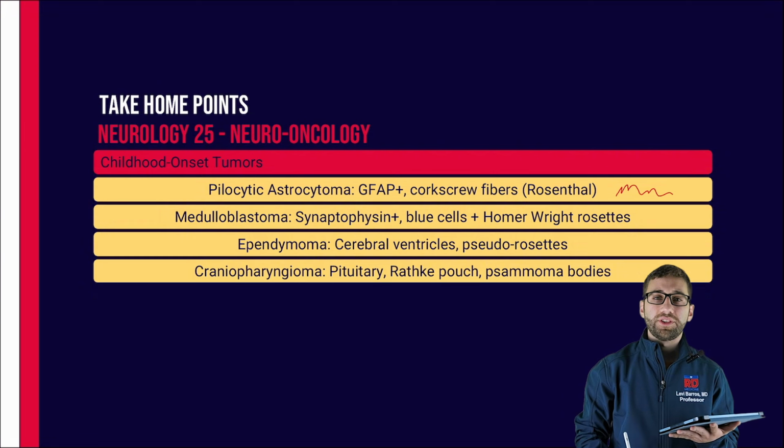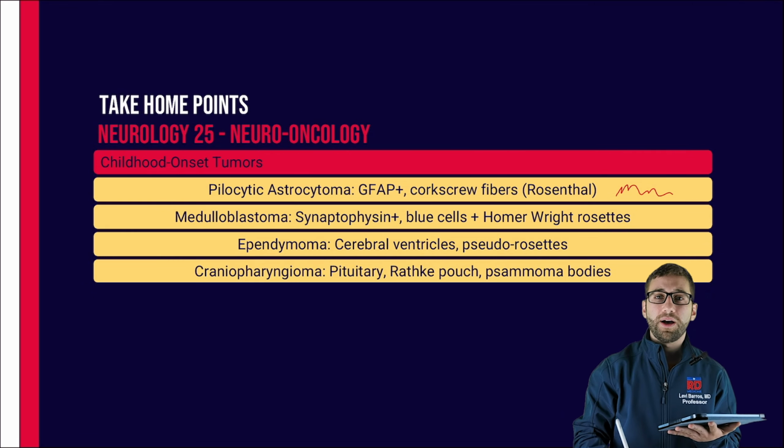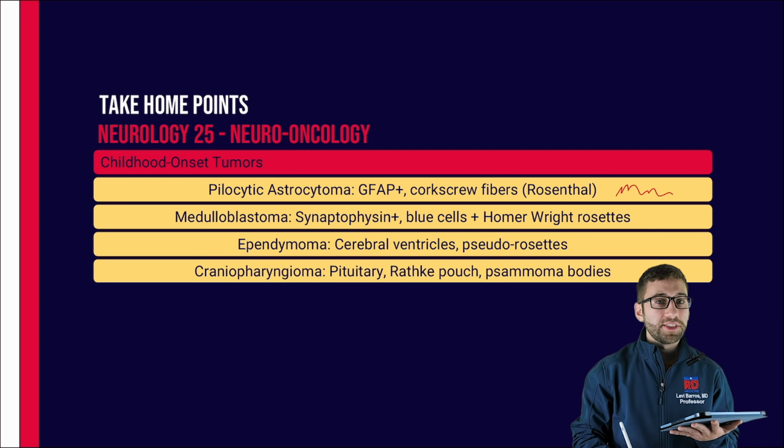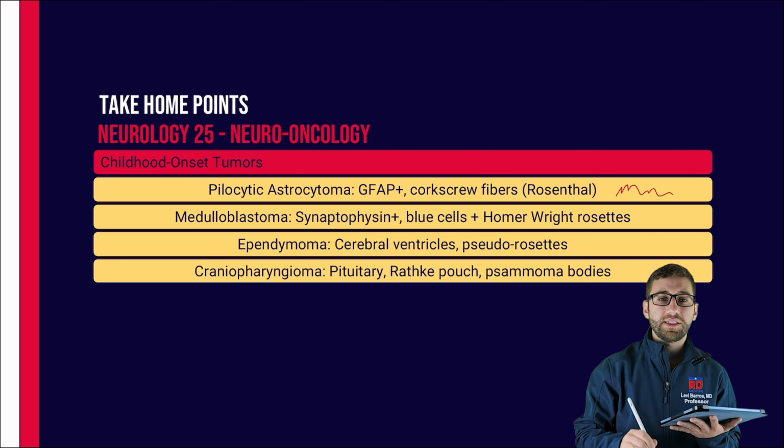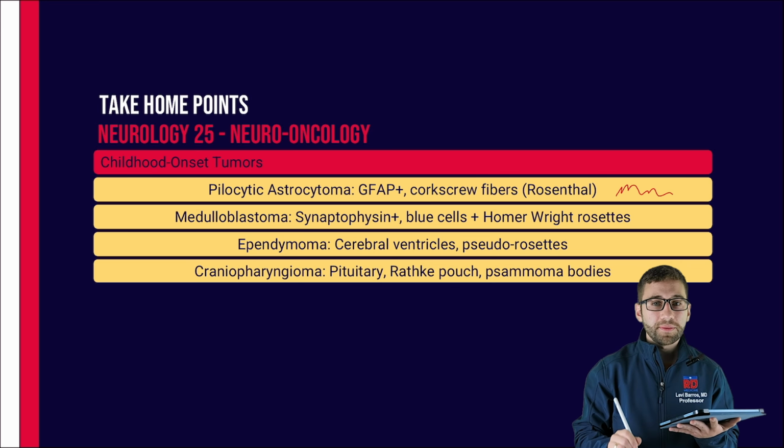Craniopharyngiomas are benign tumors arising from the remnants of Rathke's pouch. They are typically found in the suprasellar region and can cause symptoms by compressing the optic chiasm and pituitary gland. Histologically, they often contain calcifications and cysts.